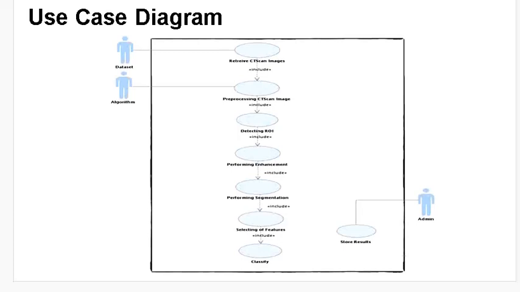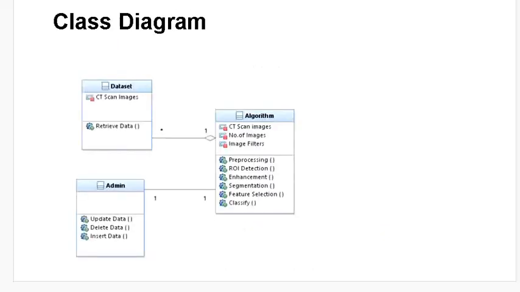In this project, we are using UML diagrams. First one, the use case diagram. We have dataset, algorithm, and admin. The dataset retrieves the CT scan images, and the algorithm pre-processes the CT scan images, detects the ROI, performs the enhancement, performs the segmentation, selects the features and classifies. The admin gives the result of the images. And the second UML diagram is the class diagram. In this we have three classes: dataset, algorithm and admin.